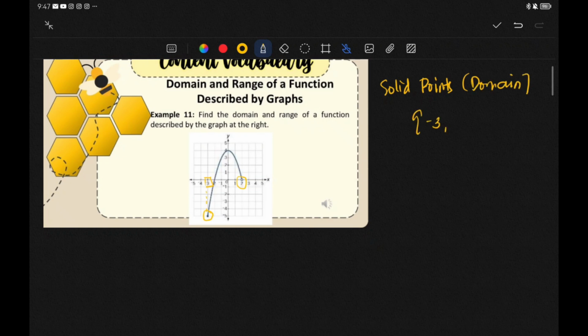negative 3, negative 5, and 2 and 0. So these are the solid points for the domain. The lowest x value is, this is our lowest x value, is -3, and the highest x value is +2.